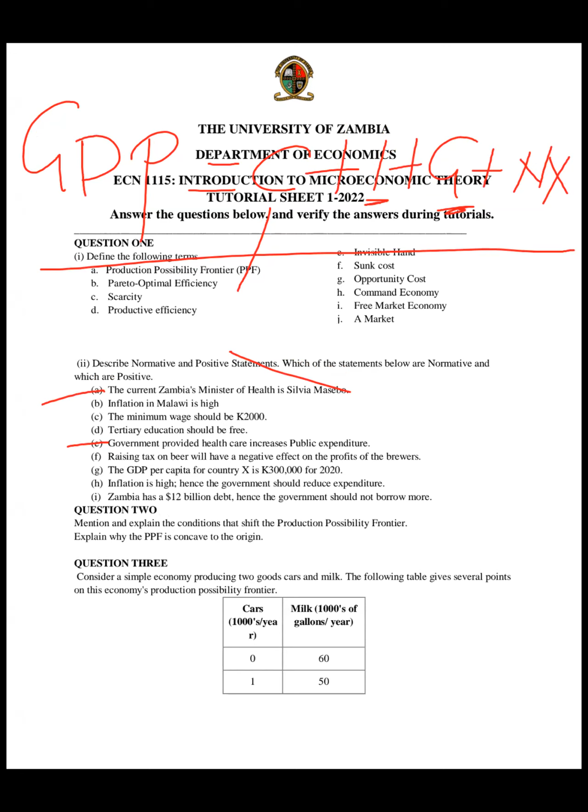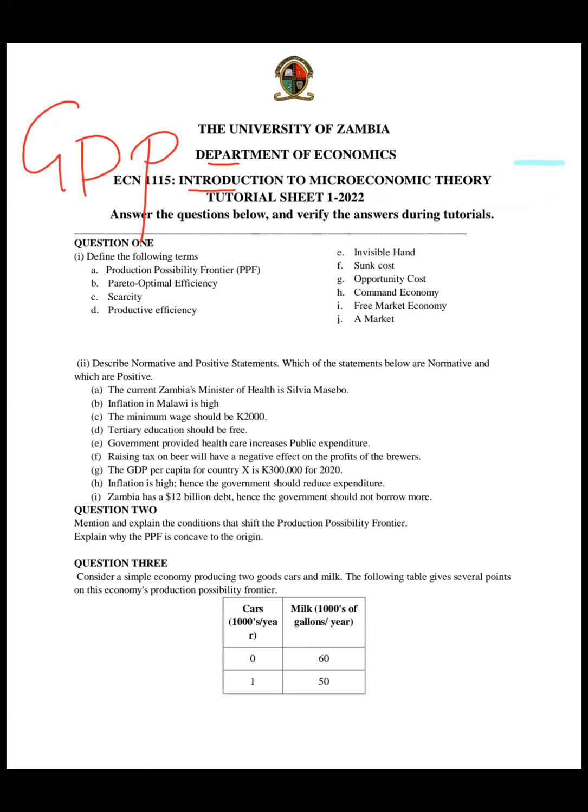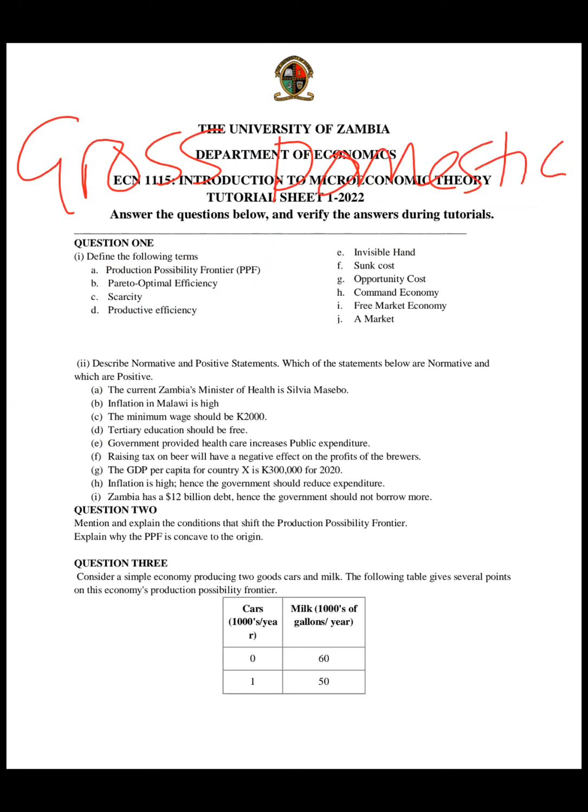The GDP per capita for country X is 300,000 for 2020. Is that positive or normative? It's normative. Do we even know what GDP per capita is? Gross domestic product. It means per person.